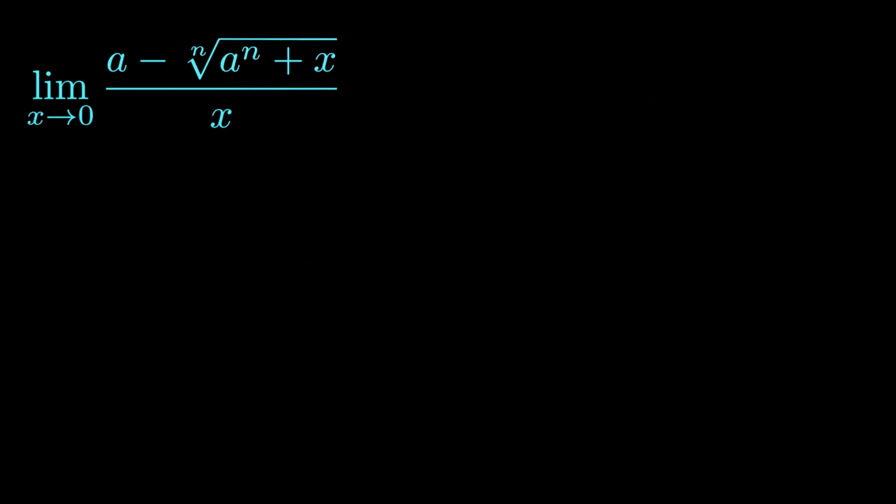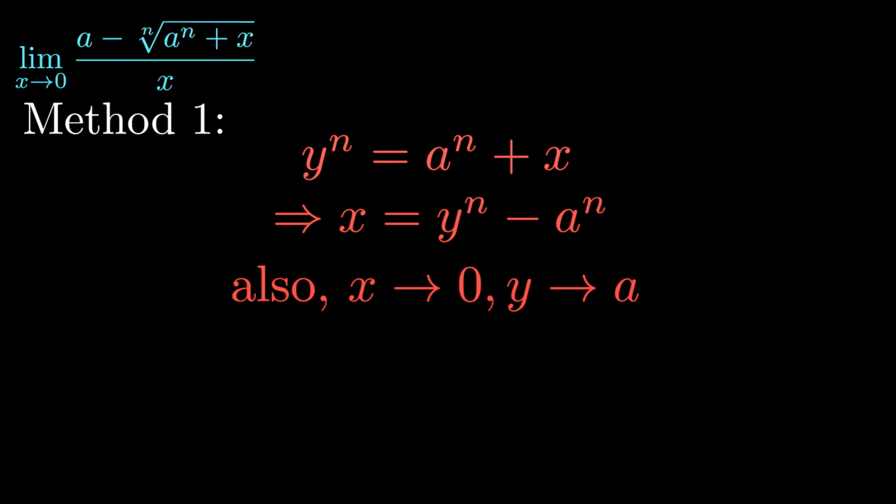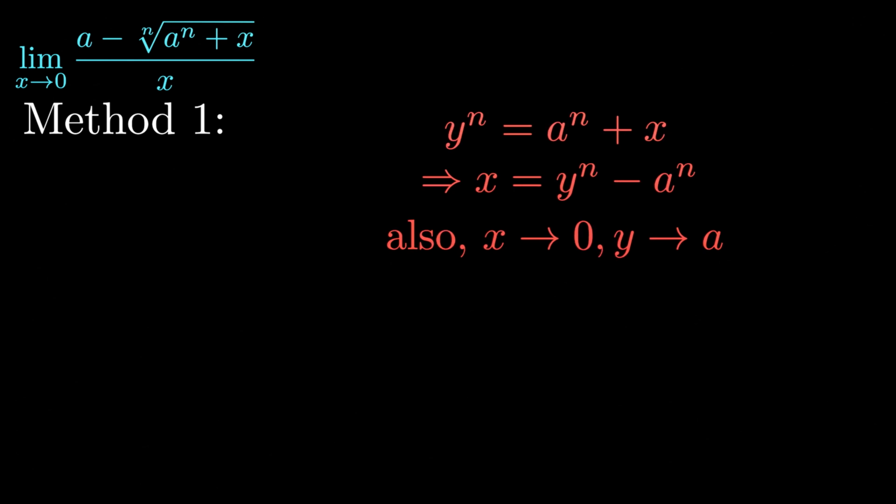So for method 1, let's begin by setting y raised to n to be equal to a raised to n plus x. This implies that x is equal to y raised to n minus a raised to n. Also, we need to incorporate this change of variable into the limit. So we have as x goes to 0, y goes to a. We get this from solving y raised to n equals a raised to n plus x by letting x be equal to 0, then taking the nth root of both sides of that equation.